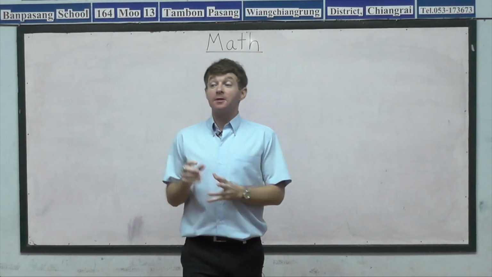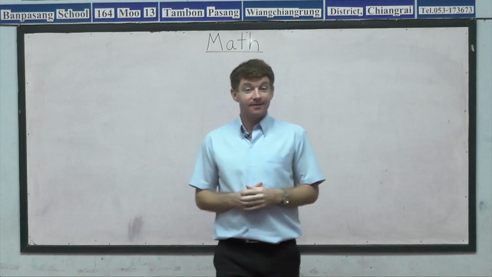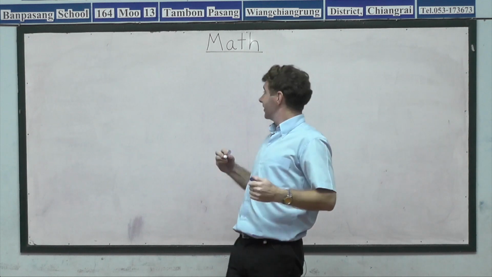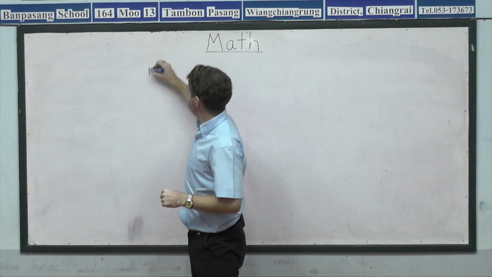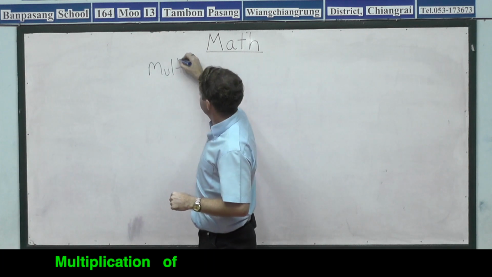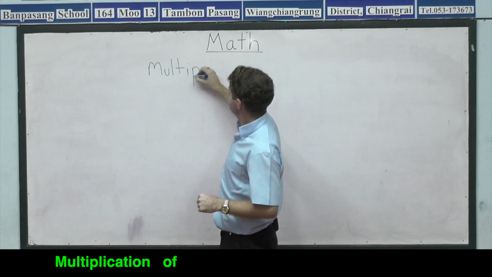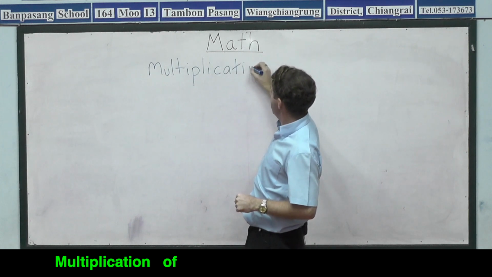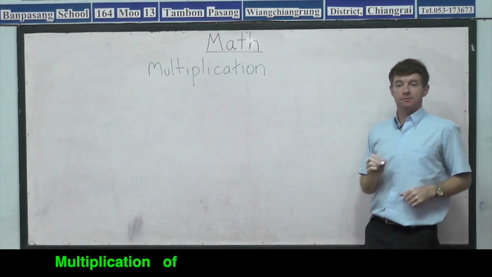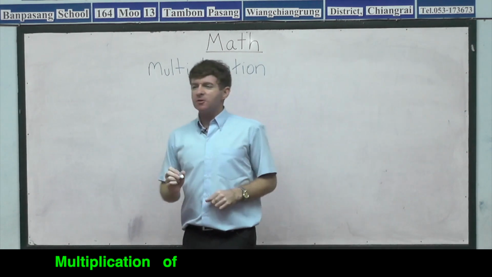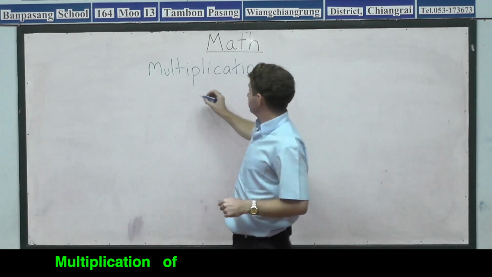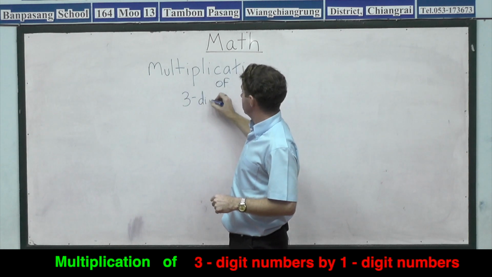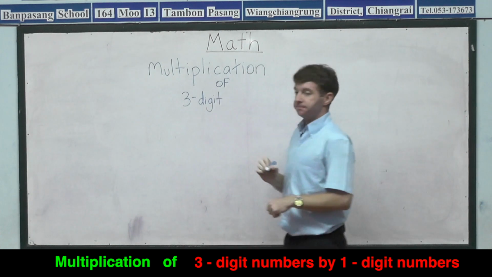So what did we learn about in the previous math lesson? Can anybody remember? Multiplication. How do we spell multiplication? M-U-L-T-I-P-L-I-C-A-T-I-O-N. Multiplication. And what did multiplication do? How many digits? 3-digit numbers. So multiplication of 3-digit, D-I-G-I-T numbers.